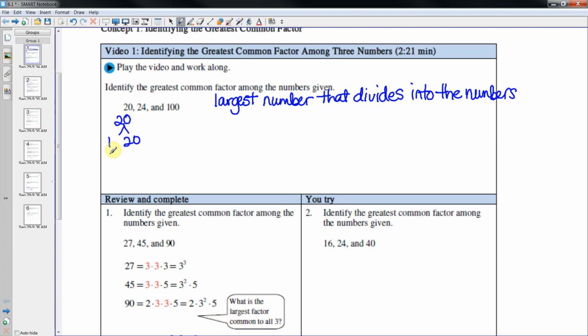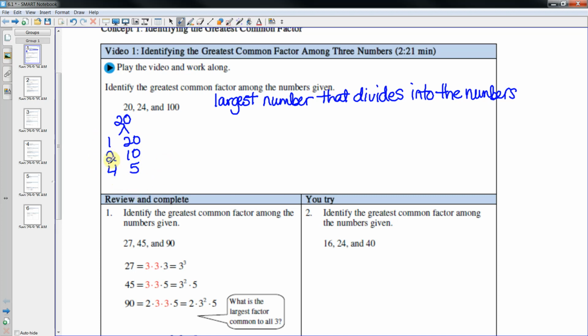1 times 20 is 20. 2 times 10 is 20. 3 doesn't go into 20 evenly. 4 times 5 is 20. 5 times 4 is 20. When I start repeating factors that I've already got listed, I know my list is complete.